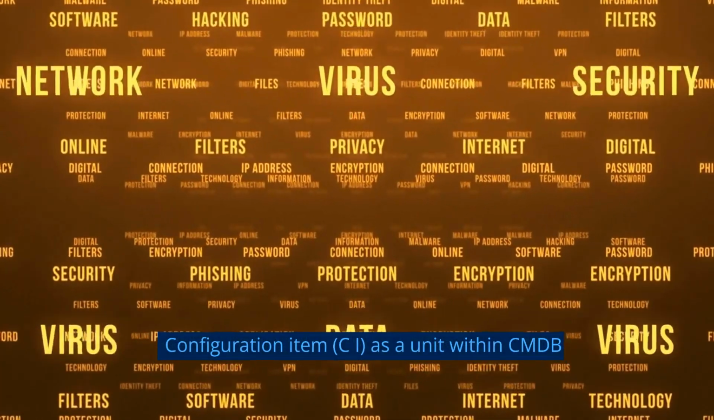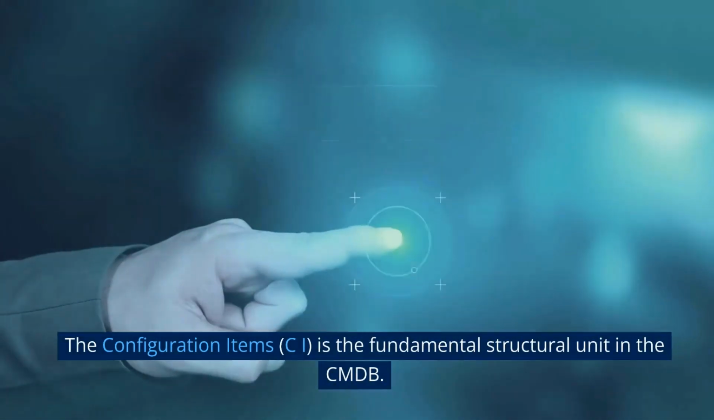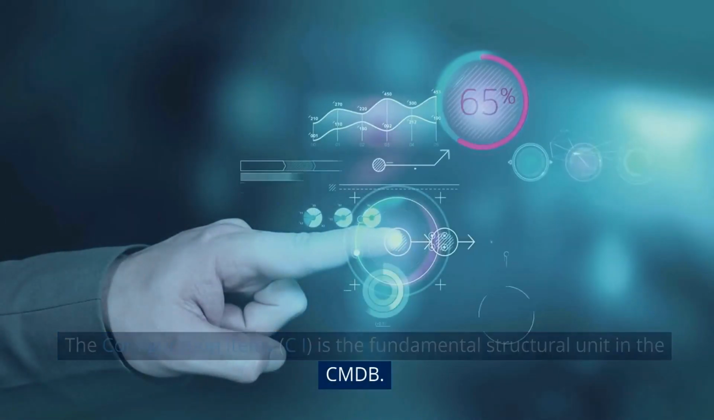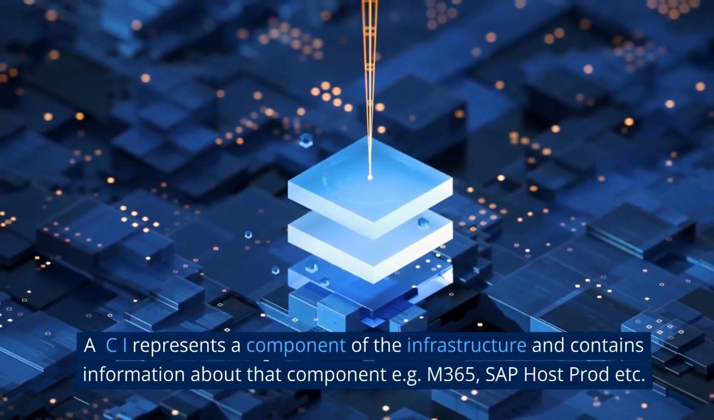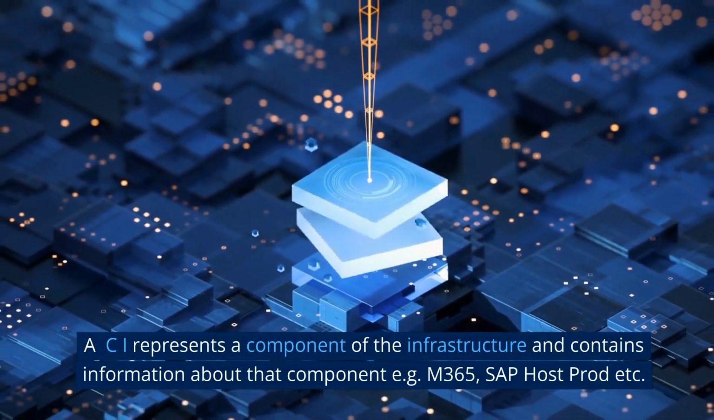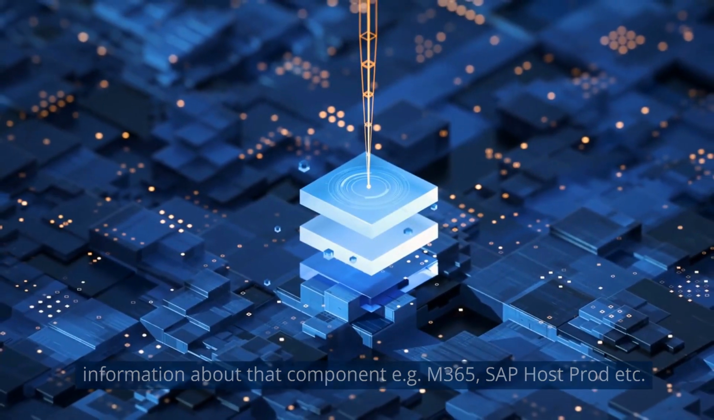Configuration item, CI, as a unit within CMDB. The configuration item, CI, is the fundamental structural unit in the CMDB. A CI represents a component of the infrastructure and contains information about that component, e.g. M365, SAP host, prod, etc.